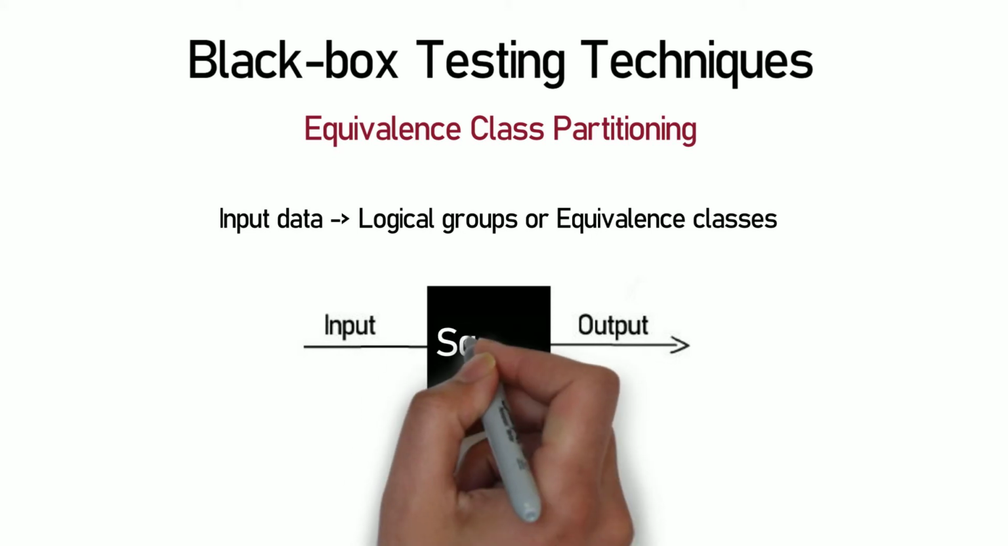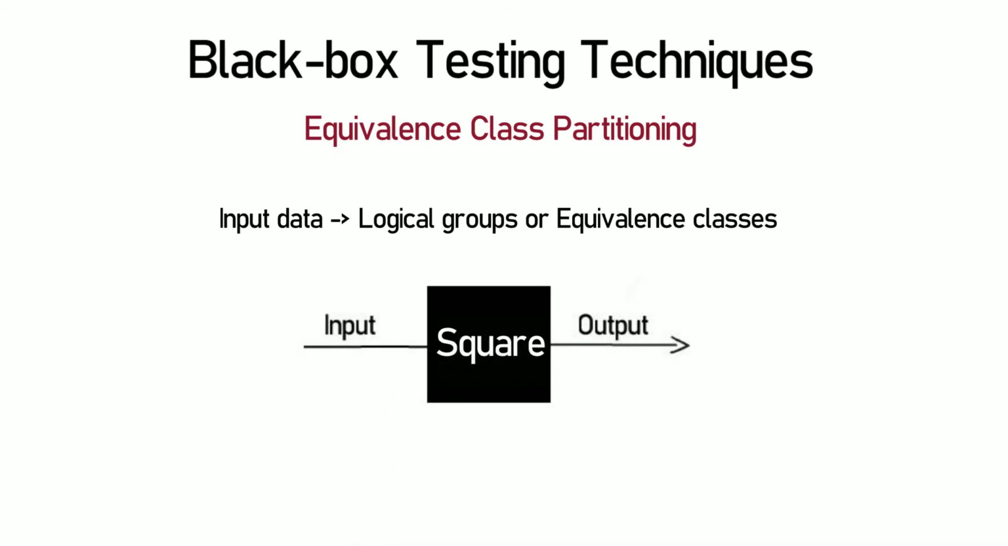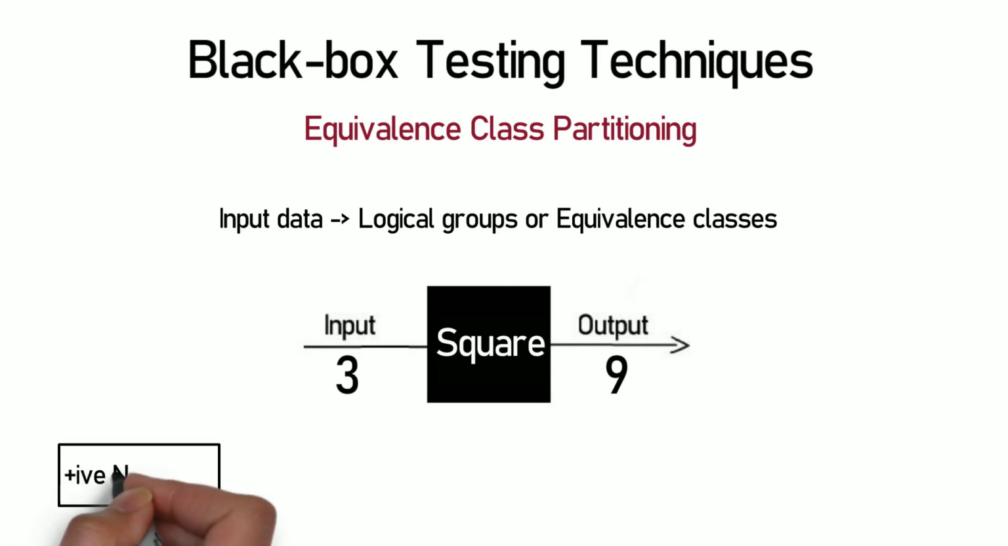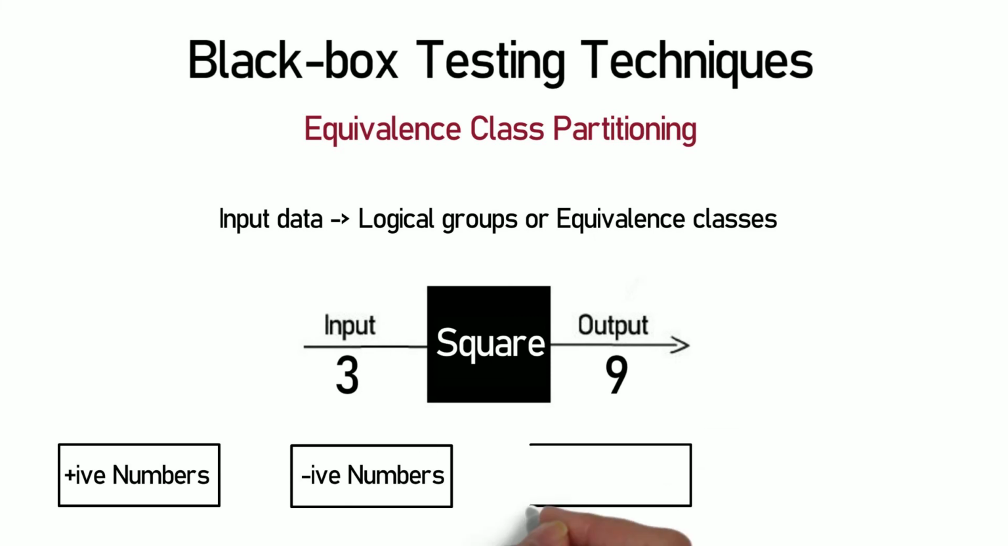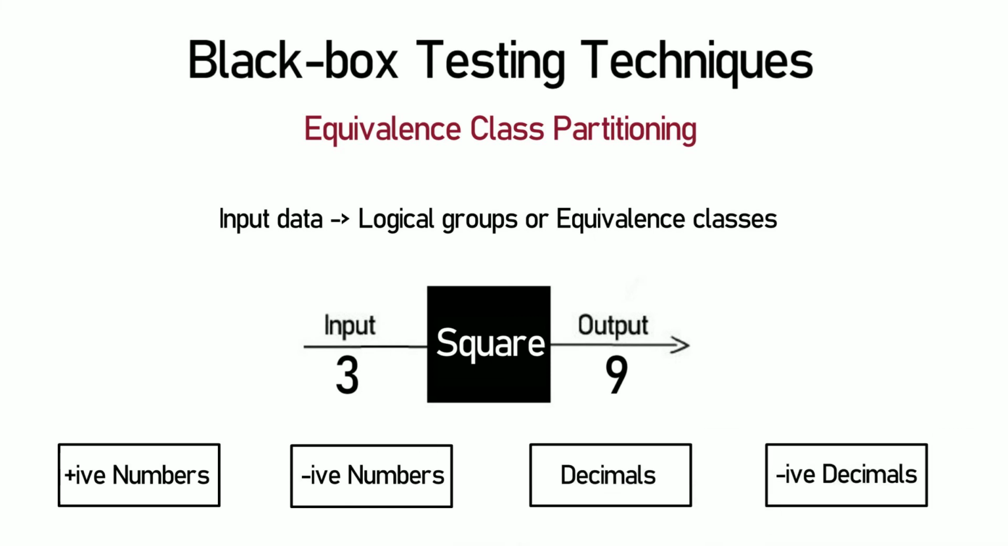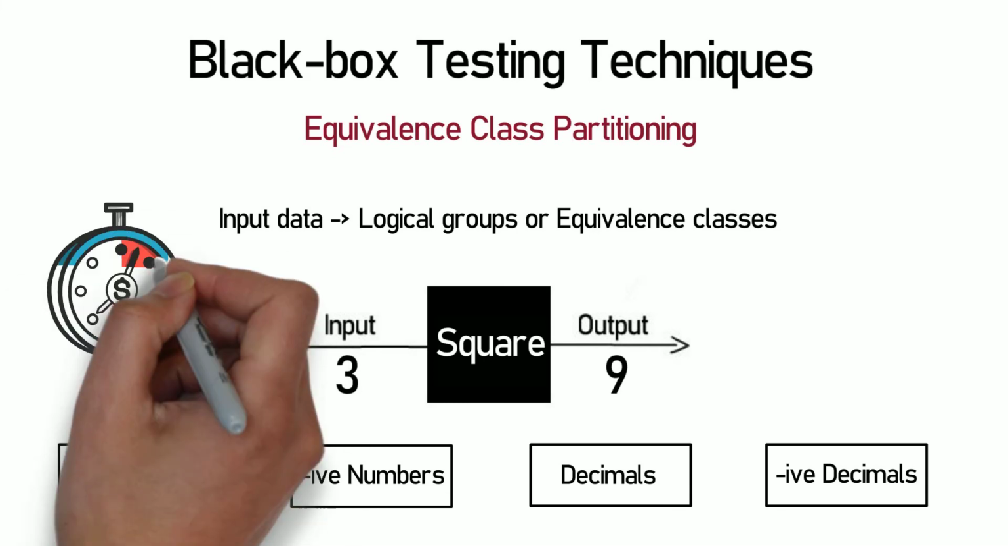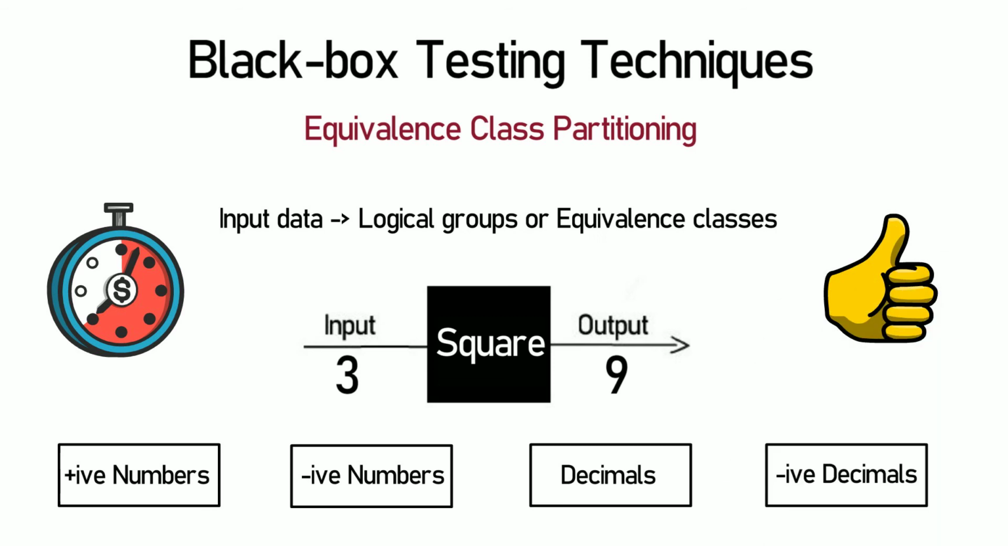Suppose we have an application that finds the square of a number. For example, if you pass the number 3, it will return the output as 9. That is the square of number 3. Now we can have different equivalence classes while testing this application, like all positive numbers, negative numbers, decimal numbers, negative decimal numbers, etc. So we can pick any number from each of the equivalence classes and assume that the application will work fine for all the other numbers of that class. Now you can see its advantages. The overall test execution time will greatly reduce since the test data is considerably getting reduced.